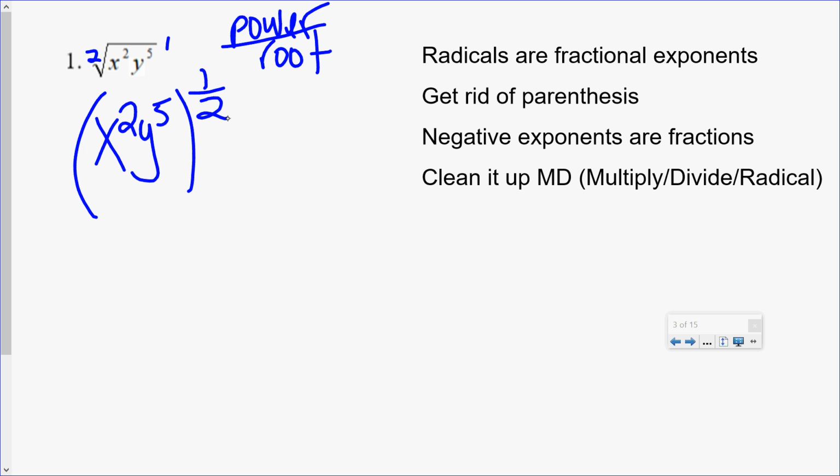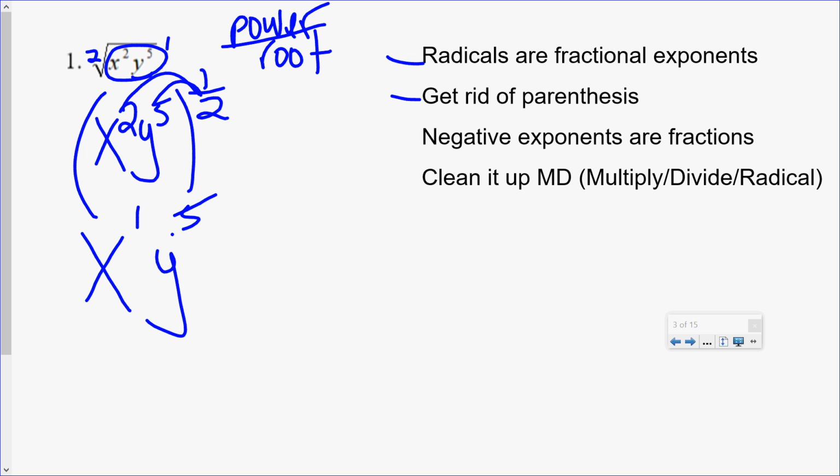What's inside the radical, we put inside parentheses, and then the exponent is the power over the root. If there's no power written, it's a 1. If there's no root written, it's a 2. Get rid of parentheses. When you raise a power to a power, you multiply. 2 times 1 is 2, over 2 is 1. 5 times 1 is 5, over 2 is 5 over 2.